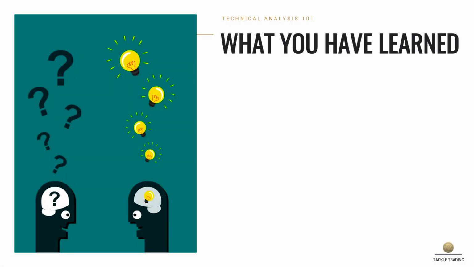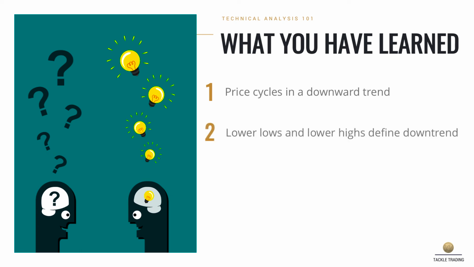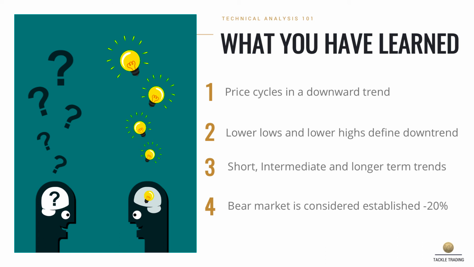And there you have it, ladies and gentlemen. We made it to the end of session 4, downtrends and price cycles. What we have just learned is that there are price cycles in a downward trend. And we have established that the lower lows and lower highs are what define the downward trend. Downward trends, again, start with the failure of support. Number 3 here: short, intermediate, and long-term trends all have the same basic patterns. We can actually identify the cycles and the stair stepping in all of those time frames. And number 4, a bear market is not technically established until the market has dropped at least 20%. Anything beyond 20% is bear market territory.